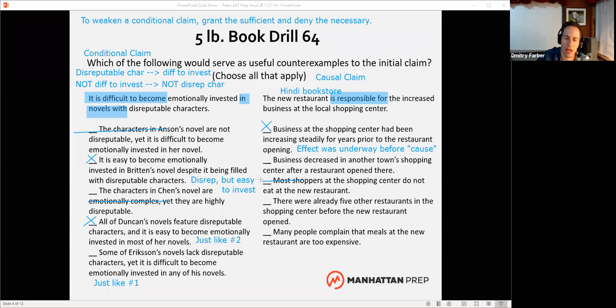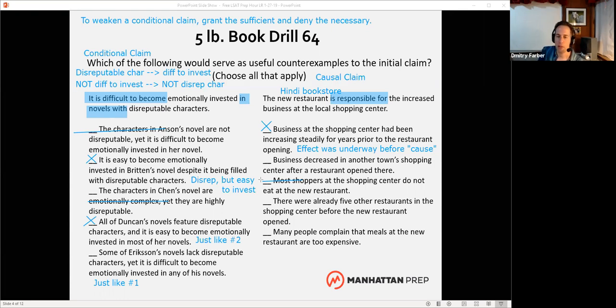Okay. And then the other ones, D says there were five other restaurants. Okay, that's nice. But is the new restaurant helping? We don't care if there were other ones, right? Some people don't like the restaurant and think it's too expensive, but are they going? What effect is that having, right?